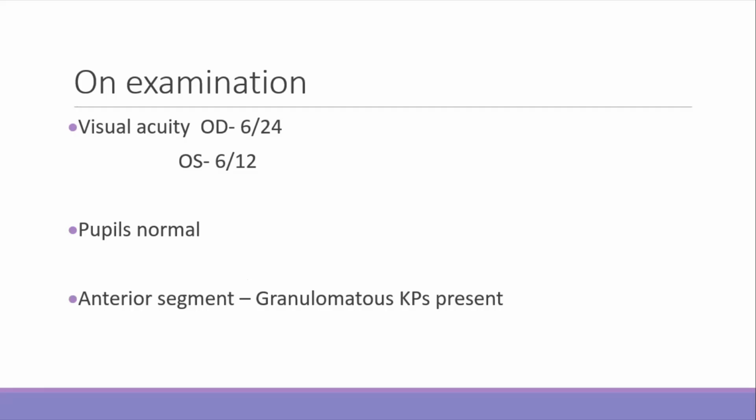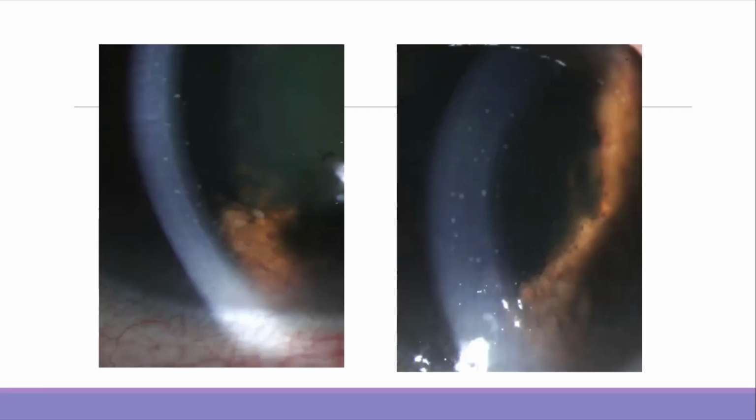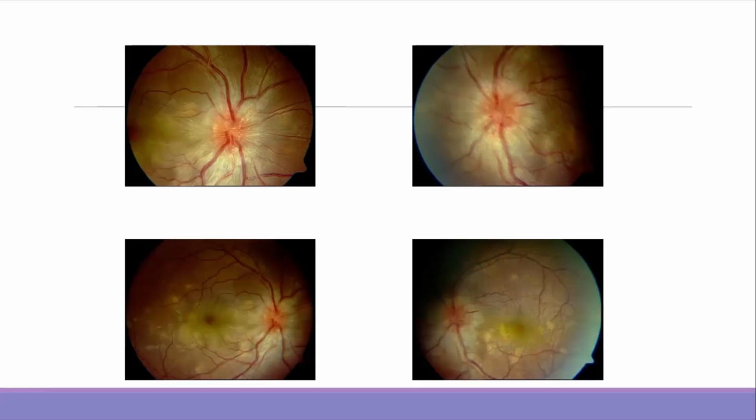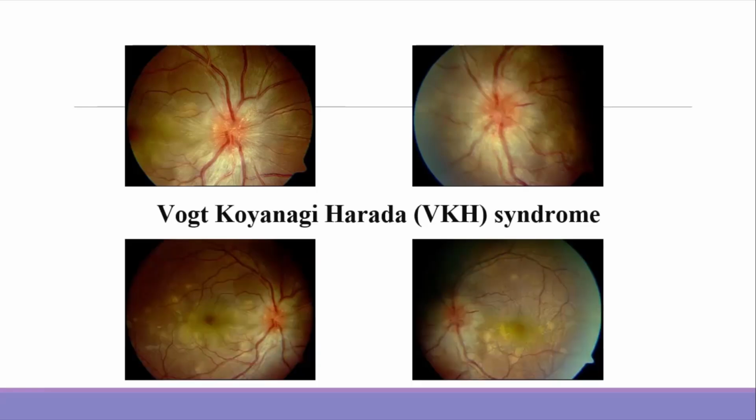Her visual acuity was 6/24 in the right eye and 6/12 in the left eye. Pupils were normal. Anterior segment showed granulomatous KPs. And this was the fundus finding. Media was hazy. There was bilateral disc edema with other findings suggestive of posterior uveitis. What is the diagnosis? VKH. So always make sure you keep this in your mind. Bilateral disc edema, severe pain, headache can be VKH.